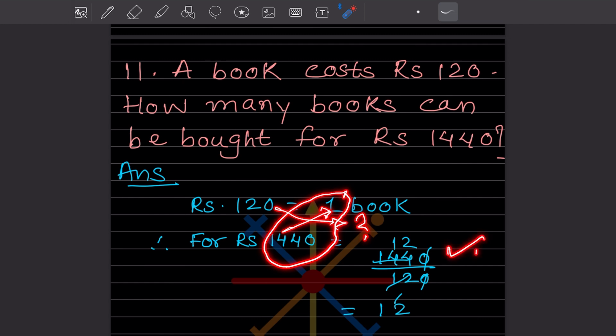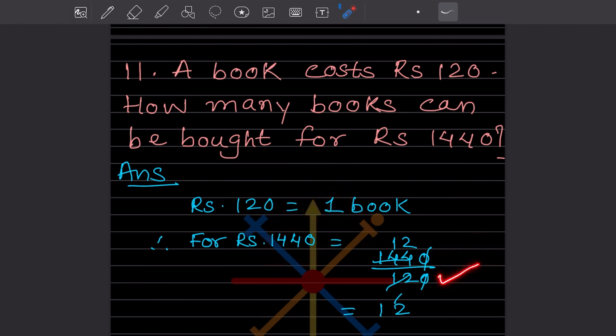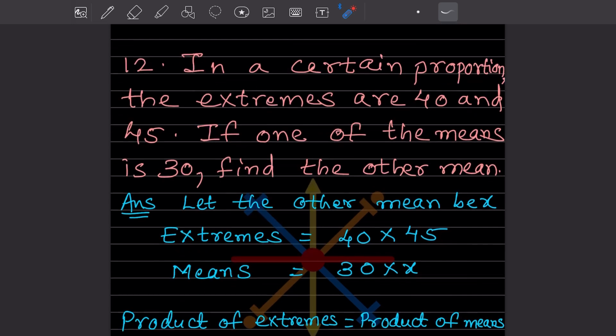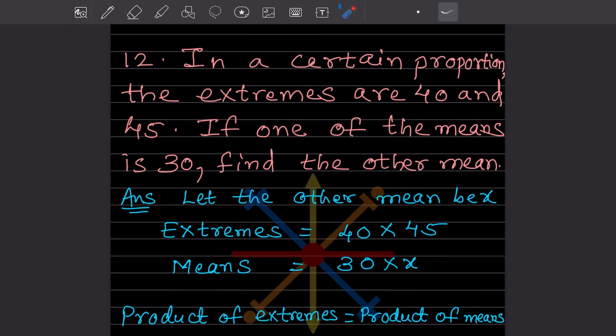1,440 is the numerator and this is the denominator, and this is a single number at this one, right? So that will go in the denominator. So 0 and 0 get cut. If you know the 12 times table, 12 ones are 12, 12 twelves are 144. Or you can just divide and see. If you don't know directly, 12 ones are 12, 12 twos are 24. The tables are important. So you got 12. Therefore, 12 books can be bought for rupees 1,440. This statement should be written.